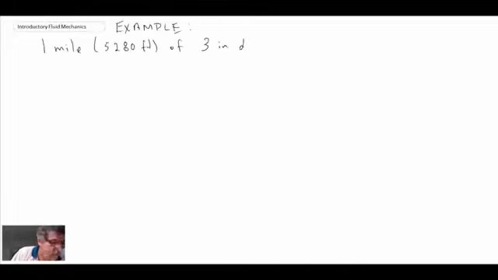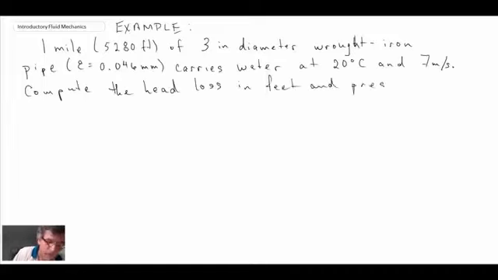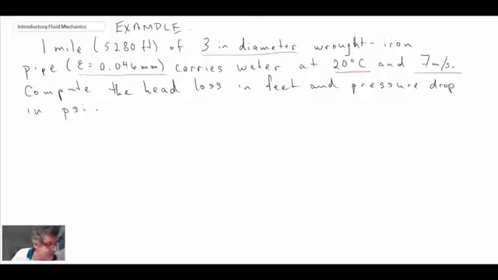Okay, we're going to solve another example problem involving the calculation of pressure drop in pipe flow. So I'll begin by writing out the problem statement. We have 1 mile of pipe that is 3-inch internal diameter, and we're told that it is wrought iron with a surface roughness epsilon of 0.046 millimeters. Within that pipe is flowing water at 20 degrees C, and 7 meters per second is the average velocity. We're told to compute the head loss in feet and pressure drop in PSI.